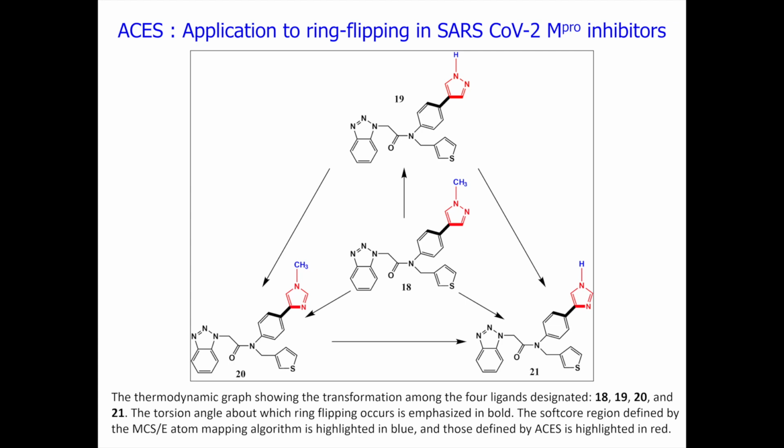So instead of simulating the process of ring flipping, we have two copies of the ring. One of which is in the syn orientation, and the other one of which is in the anti orientation. And we simply make the syn disappear while the anti appears. And we can sort of tunnel through the barrier associated with the physical process of ring flipping.